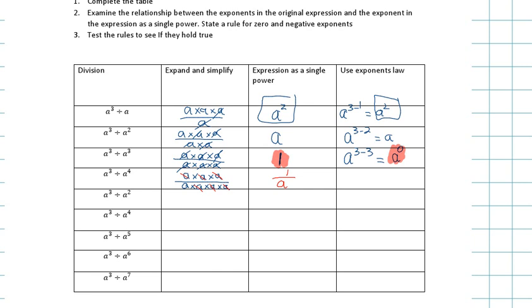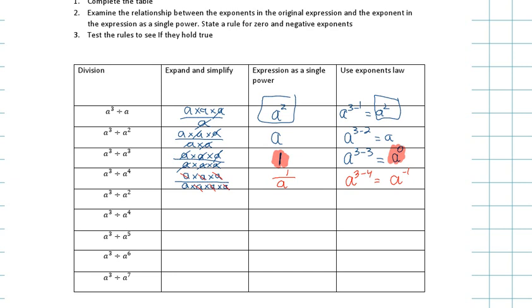Now let's use the exponent law. So I have a, 3 take away 4. What's 3 take away 4? -1. So it's a to the power of -1. So a to the power of -1. Remember that these two should be exactly the same. Okay? Let's keep going. Let's do the next one.